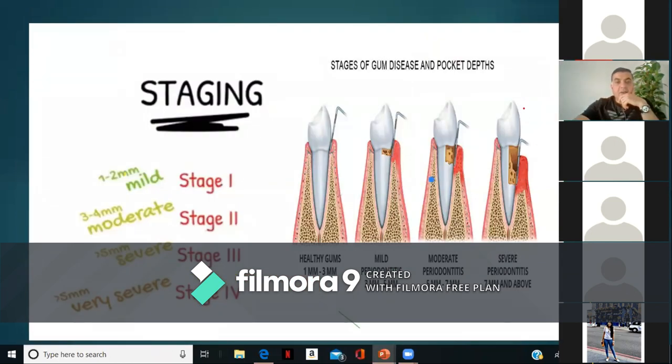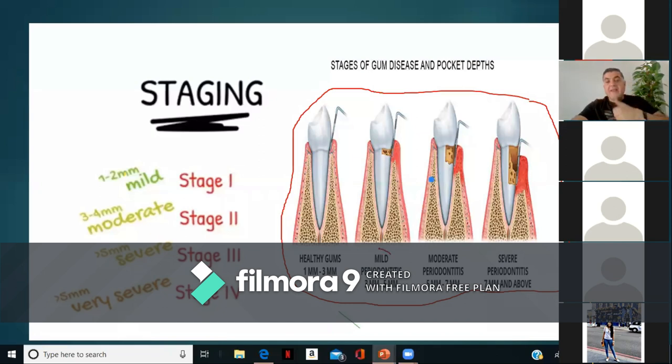Now, do you remember I told you, please remember this picture. This is from the old classification, where they named it mild, moderate, and severe. Now, there is no room for such words. Now it is stage 1, stage 2, stage 3, stage 4. So this is stage 1, stage 2, stage 3, stage 4, or almost around.